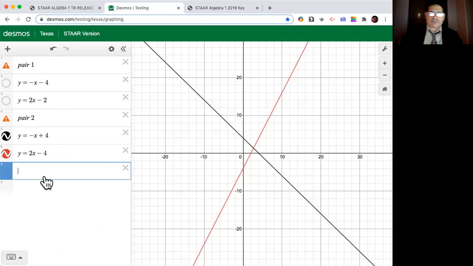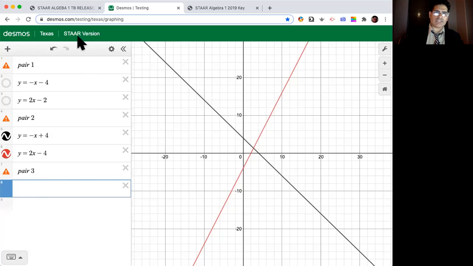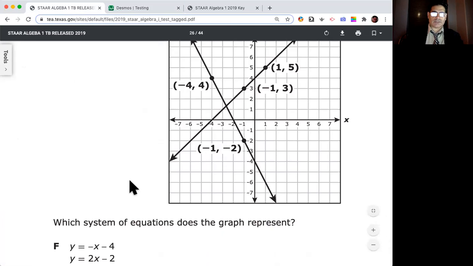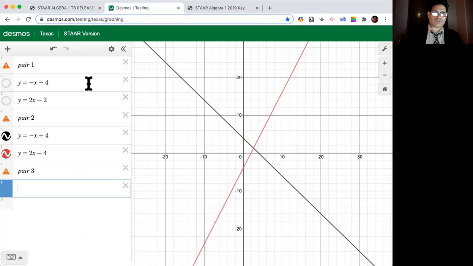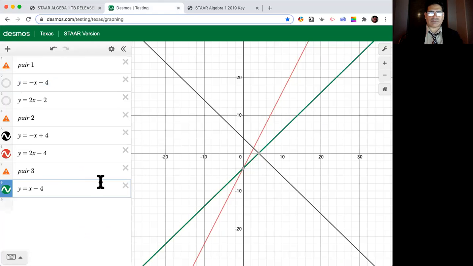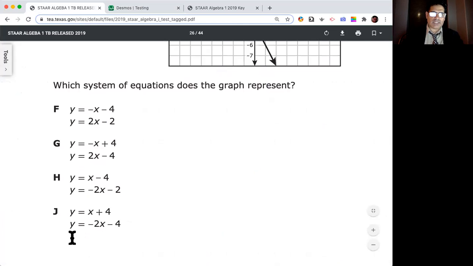Okay, pair number 3 is going to be F, G, H. Very close to what I have here. So I just copy, paste, and get rid of that negative. It's already telling me that it's in that quadrant over there. I want to make sure. And minus 2x minus 2.